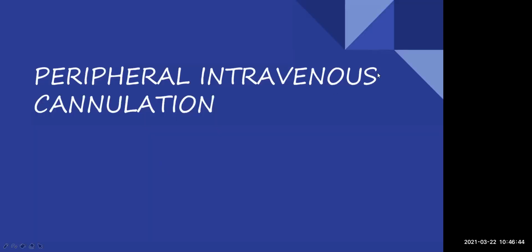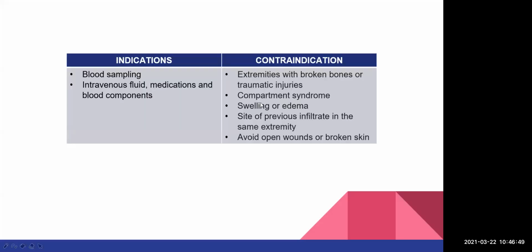Okay. Next, I will be presenting regarding peripheral intravenous cannulation. Indications include blood sampling, or intravenous fluid administration, or medications or blood components. Contraindications include extremities with broken bones or traumatic injuries, or any parts that have compartment syndrome, or if there is swelling or edema, or the site of previous infiltrate in the same extremity, and we must also avoid open wounds or broken skin.